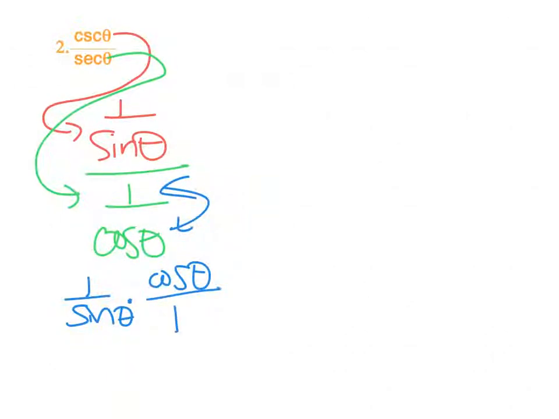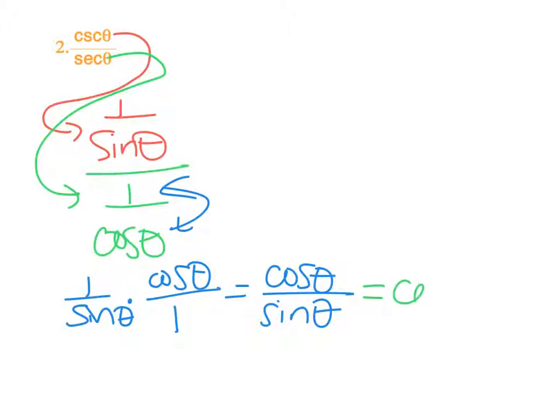Make sure that you put your thetas or your x's in all of your problems. And then that's going to give me cosine theta over sine theta, and cosine theta over sine theta is cotangent of theta. So make sure that you memorize your identities.